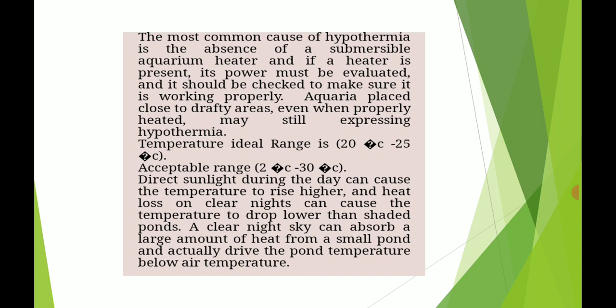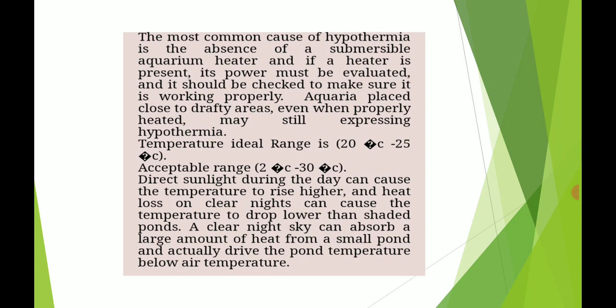The most common cause of hypothermia is the absence of a submersible aquarium heater, and if a heater is present, its power must be evaluated and it should be checked to make sure it is working properly. Aquaria placed close to drafty areas, even when properly heated, may still experience hypothermia. The ideal temperature range is 20 degrees Celsius to 25 degrees Celsius. The acceptable range is 2 degrees Celsius to 30 degrees Celsius.